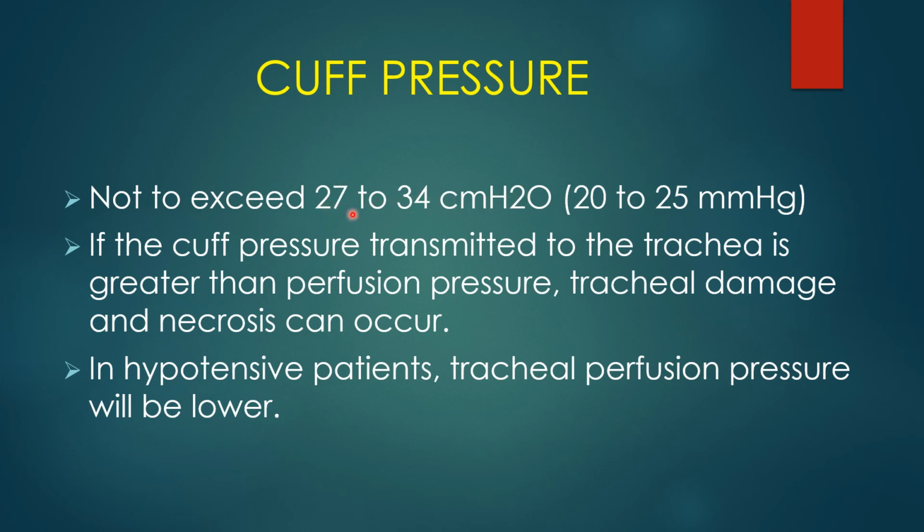The lower, the better. That's 20 to 25 millimeters of mercury if you're checking it with something that tells you in millimeters of mercury. And the reason why you don't want to go higher than that is because the capillary pressure in the tracheal wall is 20 to 25 millimeters of mercury.